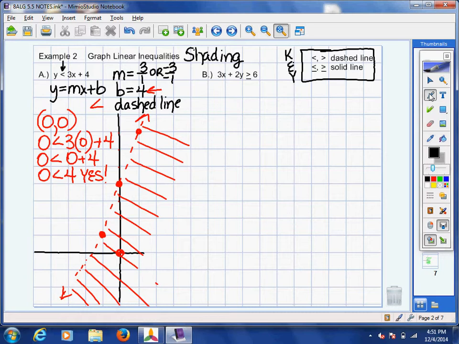Well, standard form can yield you good information as well. Remember that good old cover-up method, where we cover up 3x and we're left with 2y is equal to 6, and where we cover up 2y and we're left with 3x is equal to 6. We can actually find the intercepts using the cover-up method. And so the y-intercept is going to end up being 3, and the x-intercept is going to end up being 2.